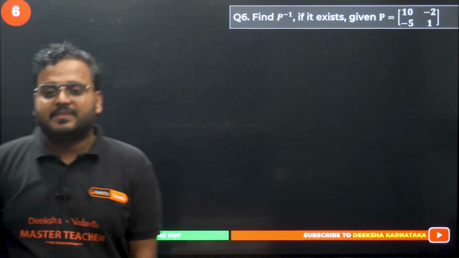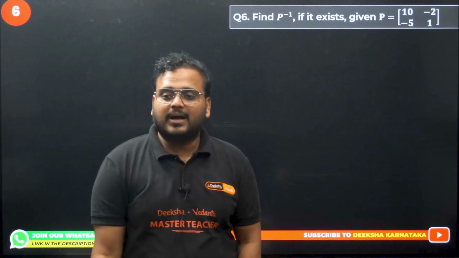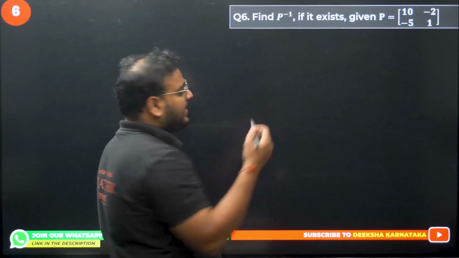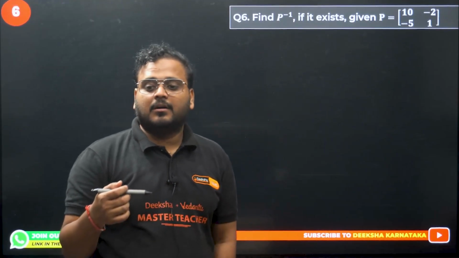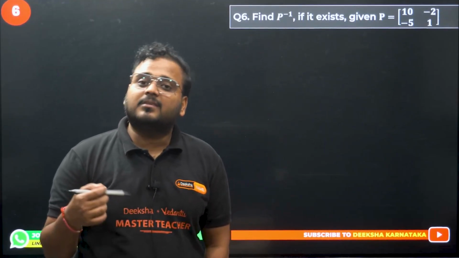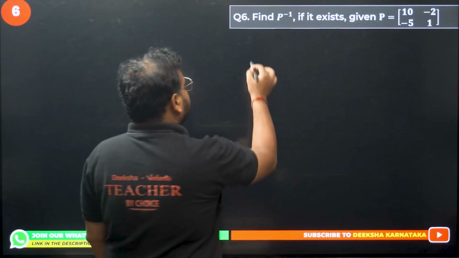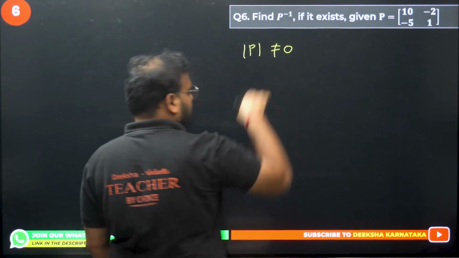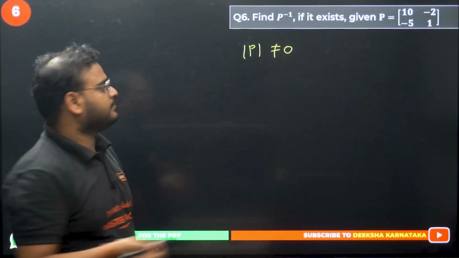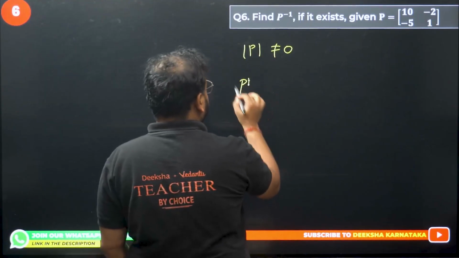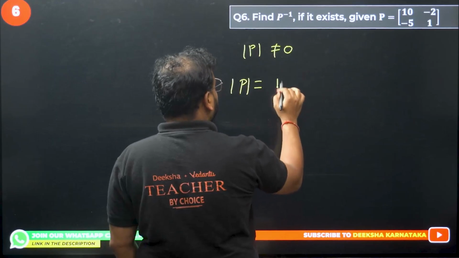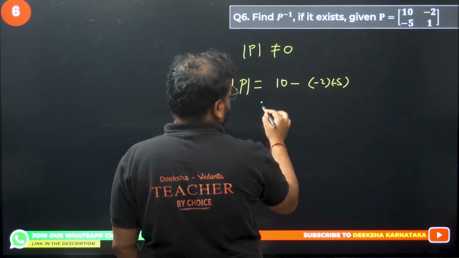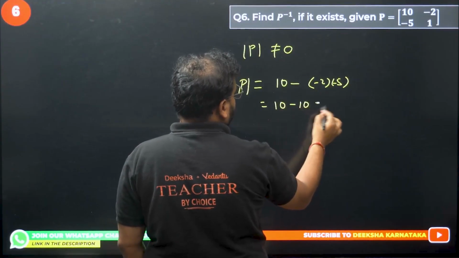Find P inverse if it exists, given P as 10, minus 2, minus 5, 1. So how do we check whether the inverse exists or not? We check for non-singularity, right? And we check it like this: determinant of P should not be equal to 0. Then only we'll say that the inverse exists. Let's find the determinant first. 10 into 1 is 10, minus of minus 2 into minus 5. Okay, we get here 0.